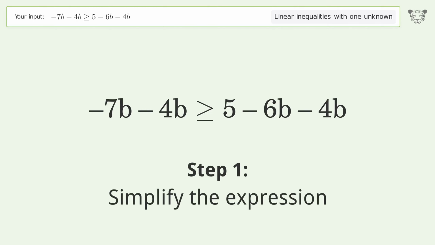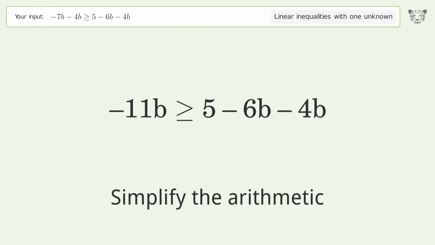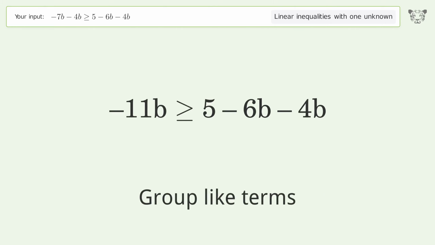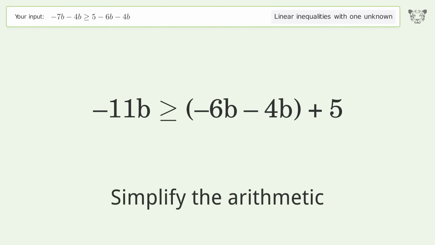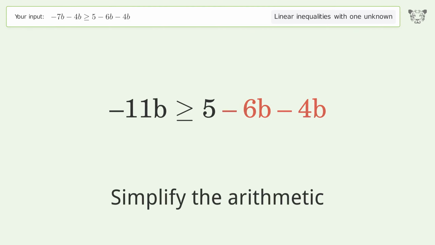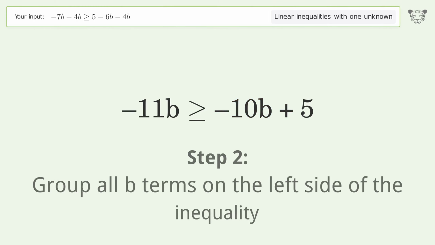Simplify the expression. Simplify the arithmetic. Group like terms. Simplify the arithmetic. Group all b terms on the left side of the inequality.